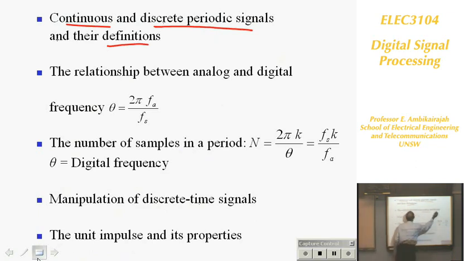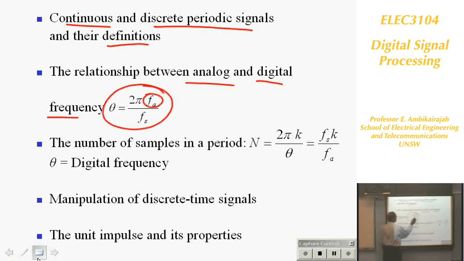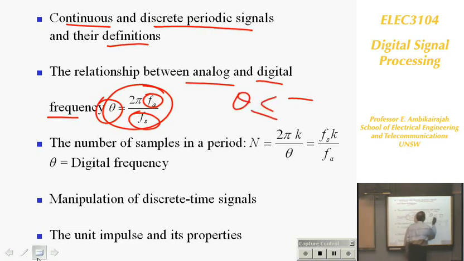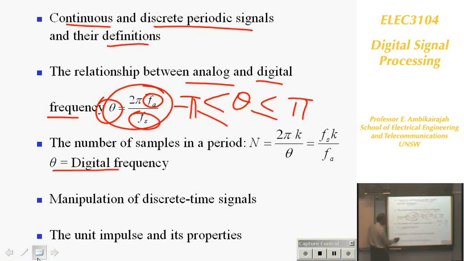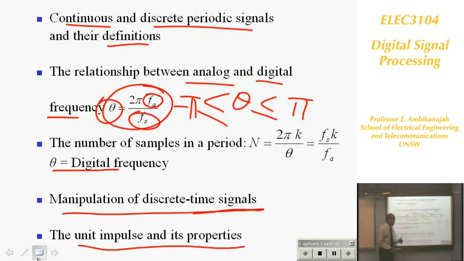Relationship between the analog and digital frequency. That's the relation: the analog frequency, sampling frequency, digital frequency. And theta is always less than or equal to pi and greater than or equal to minus pi. We'll come back to that later. And digital frequency. Manipulation of discrete time signals. You should be able to manipulate them. And then you've got the unit impulse and its properties. What's an impulse? Where you use it, and its properties.